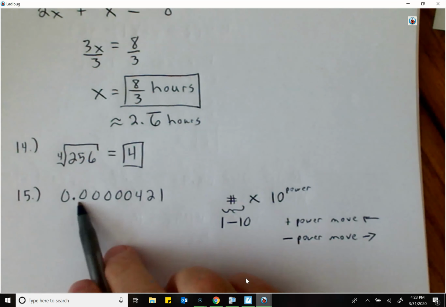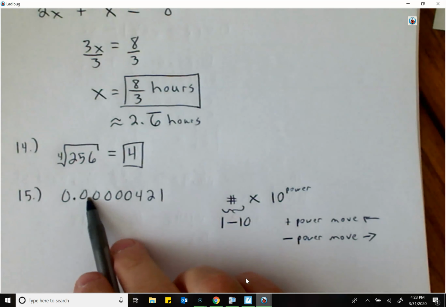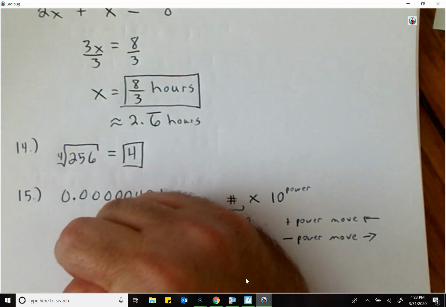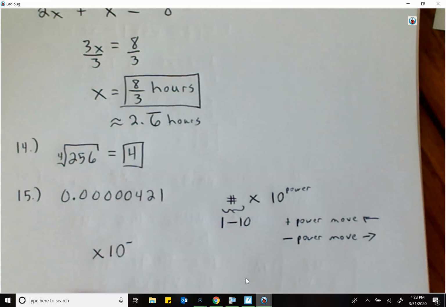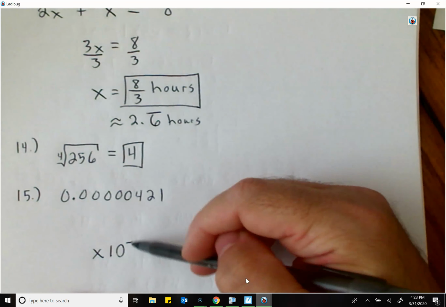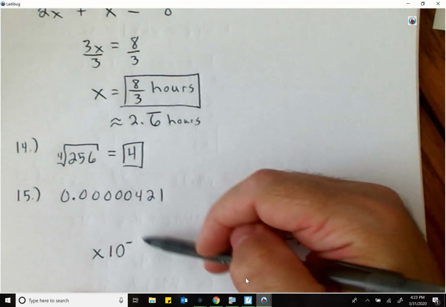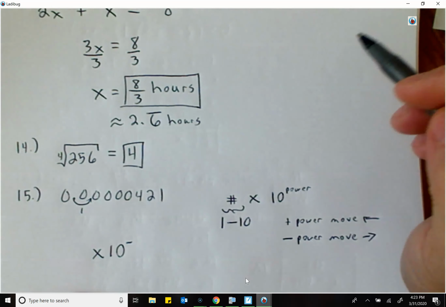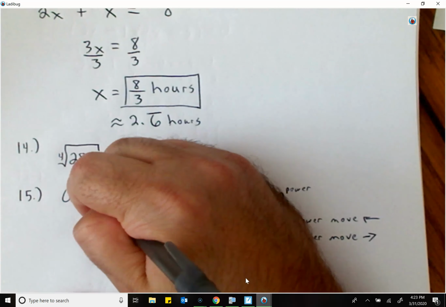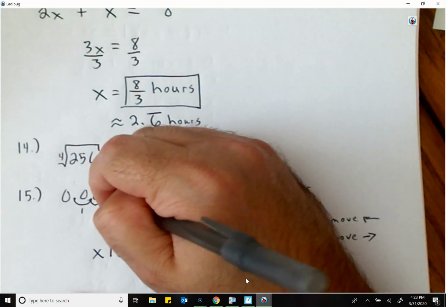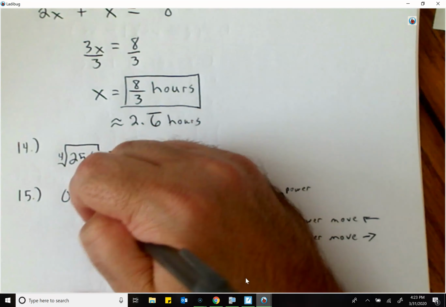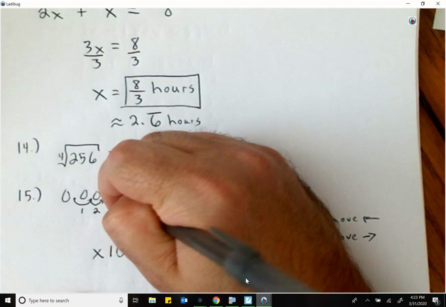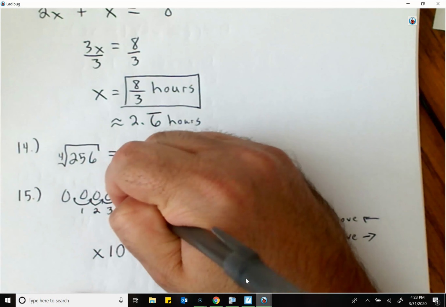So up here, we're going to be moving our decimal to the right. So we know that our answer will have 10 to a negative power. So that power, that number here, is how many times we move. So if I move once, is that between 1 and 10? No. If I move twice, is 0.0000421 between 1 and 10? No. If I move 3 times? No. 4 times? No. 5 times?